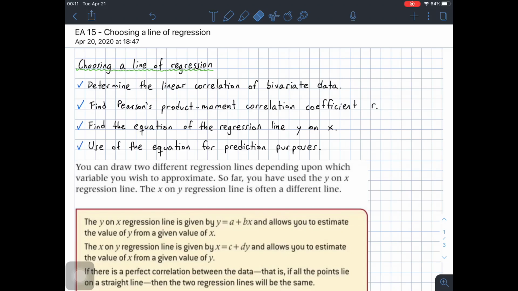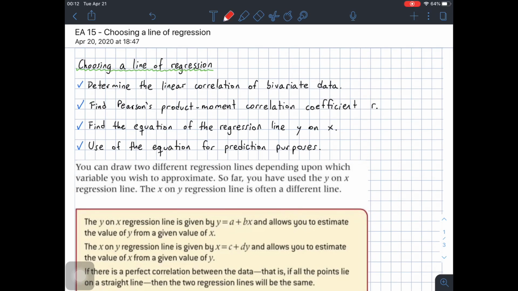Hello juniors. Today we're going to see kind of a short class. It's electronic assignment number 15, choosing a line of regression. And we're basically going to analyze a little concept that you need to consider whenever using this mathematical technique of regression or correlation between two variables.